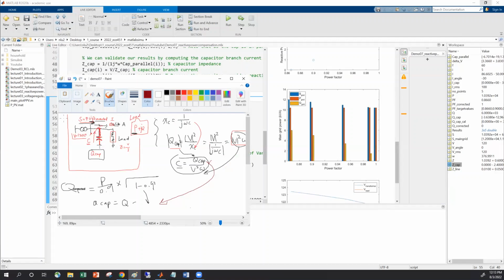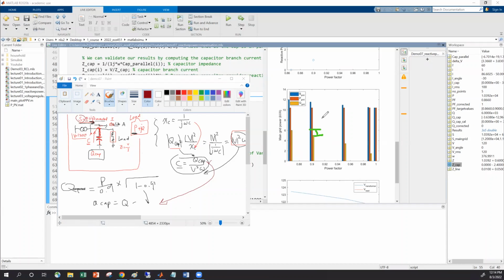So the blue one is actually the S here, okay? And then this red one is the P, and then this orange one is Q. So you can see that initially the grid provided both the P and Q. And then when I corrected the power factor to 0.9, although I still provided the real power, I provided less power from the grid. This is because part of these here are provided by the capacitor.